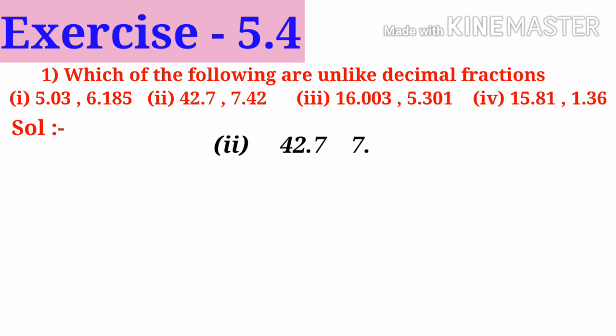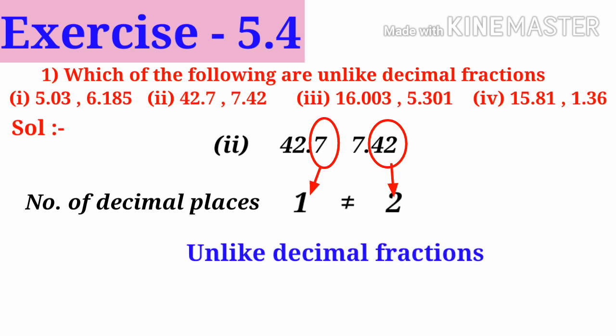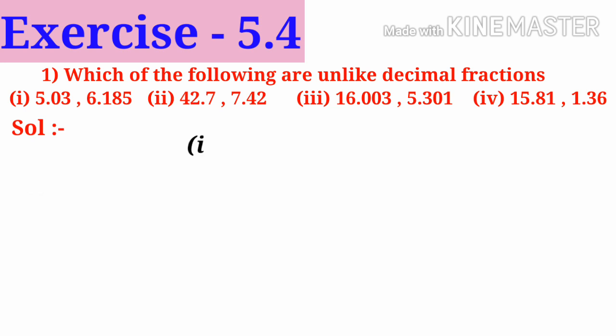Number 2, 43.7, 7.42. Number of decimal places, that is number of digits in the decimal part of first decimal fraction is 1. In the second decimal fraction, number of digits is 2. 1 is not equal to 2. So these are unlike decimal fractions.